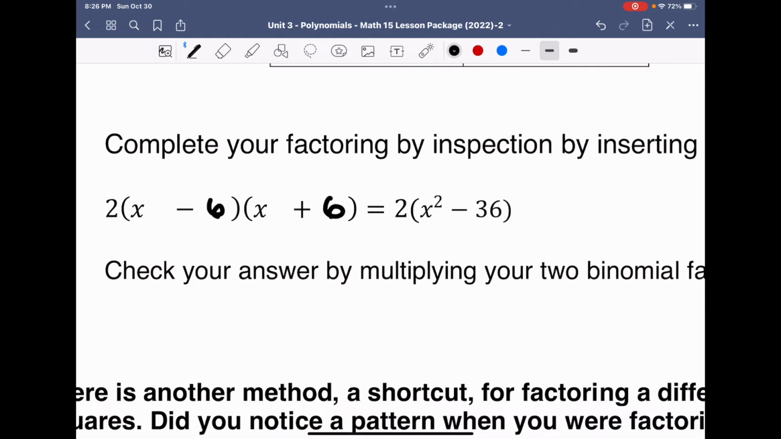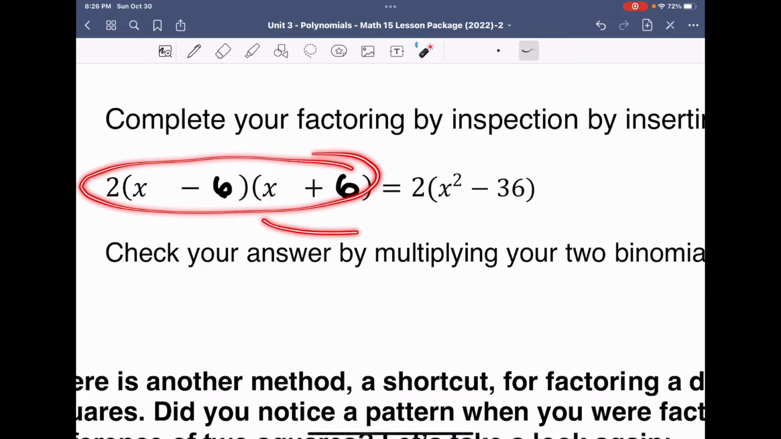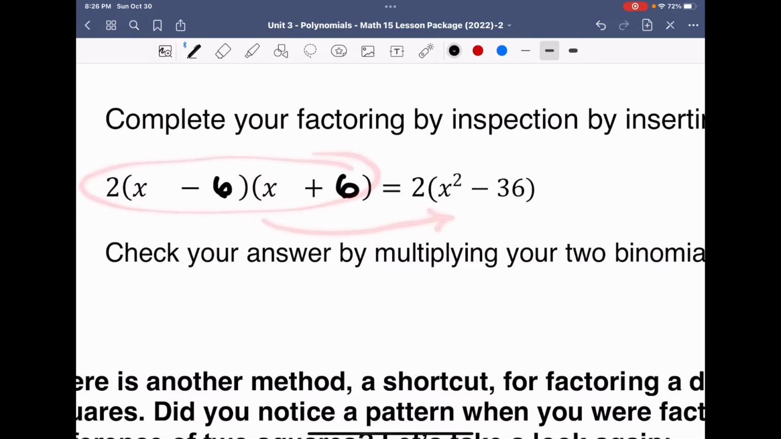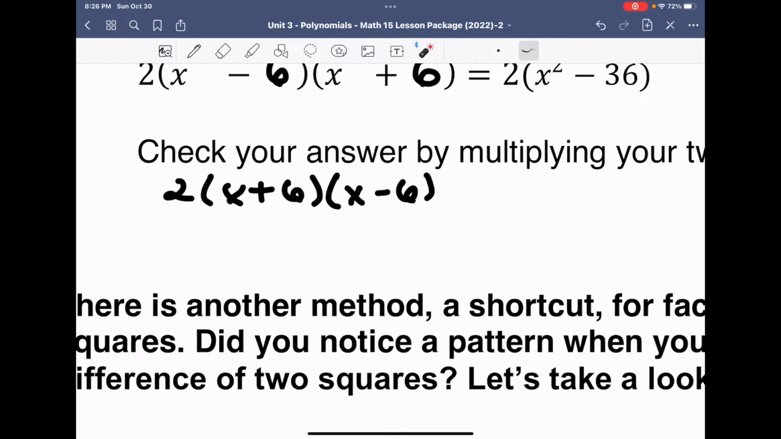And now let's just double check our answer to see if we can go from our two binomials back to our difference of squares. So if I take our answer here, we have x plus 6 and x minus 6. And I know that's written in the opposite order of the one just above, but we can change the order. It doesn't matter if we have this order or the positive first. They are the same thing.